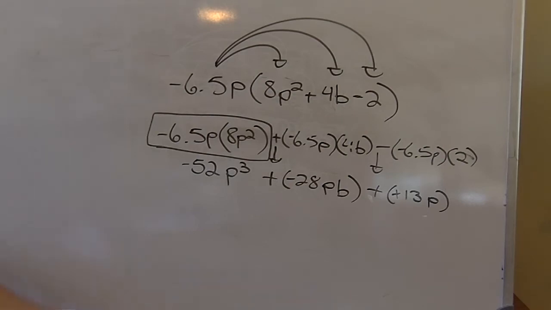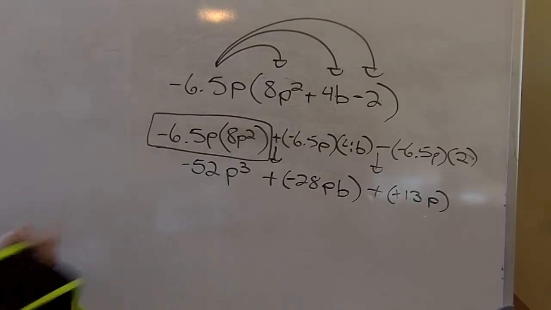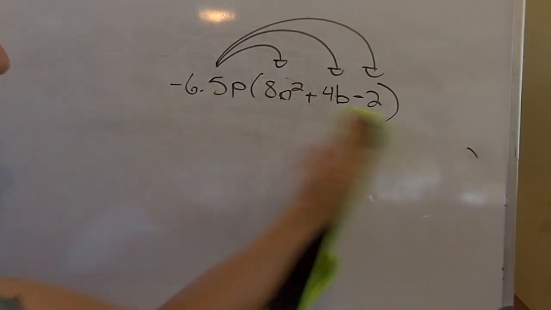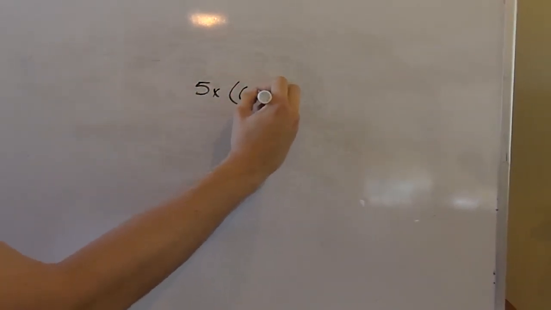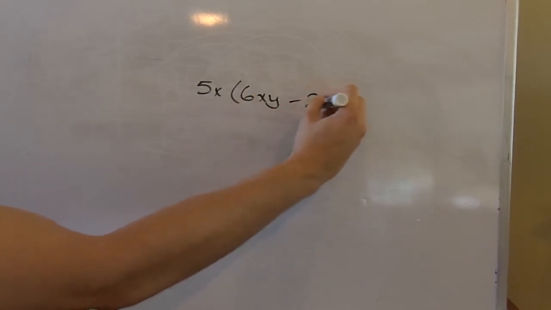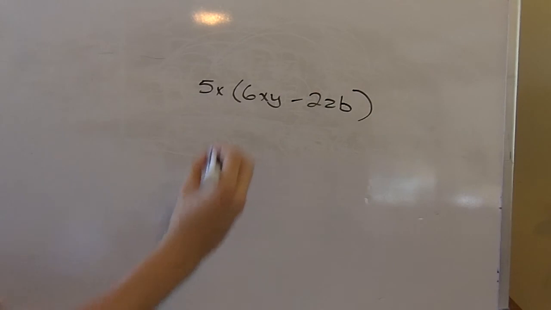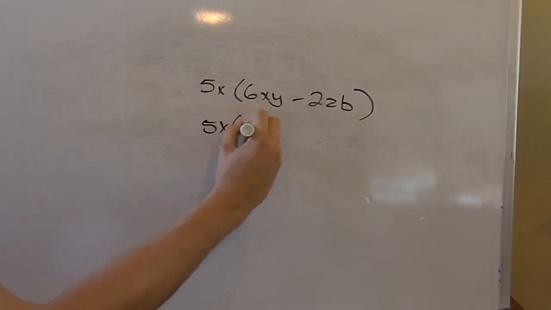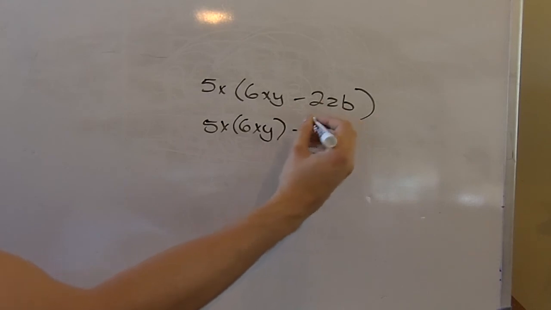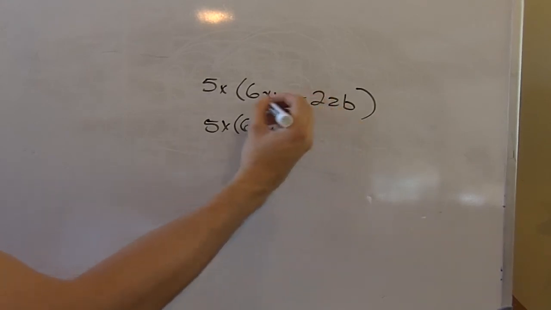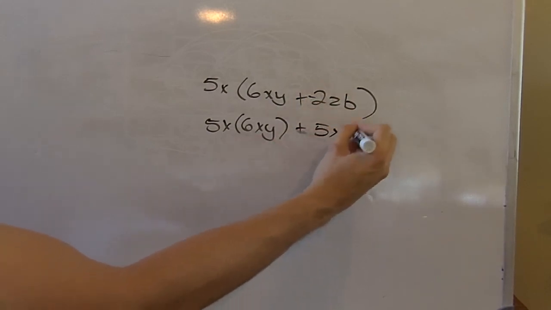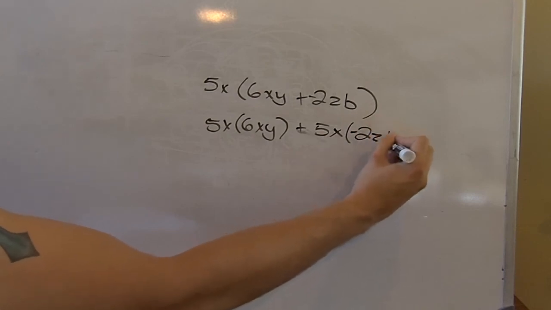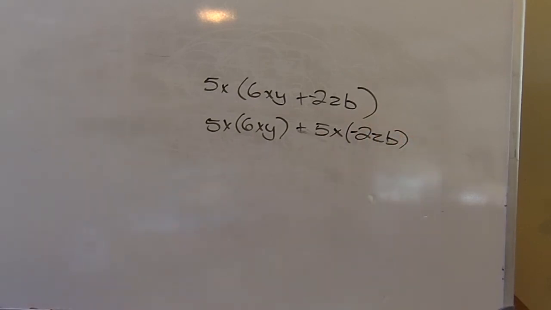There's one more thing I want to go over real quick before I end the video. I don't think I've done an example like this yet, and I'll do a short one. If you have, for example, 5x times 6xy minus 2zb. Okay, you're going to take 5x times 6xy. And I'll do the keep flip change here. So we're going to put the plus sign down, and we're going to do 5x times negative 2zb. Again, if you're having trouble with any of this, pause it, ask for help.